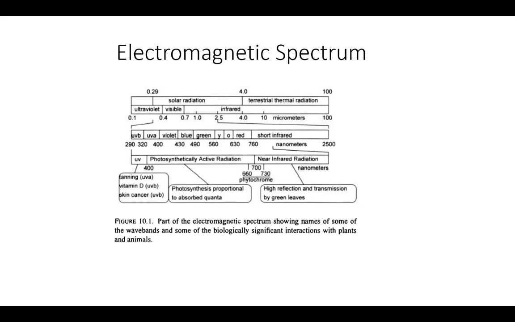And then he breaks them up into different areas here. You can see the different colors that we're familiar with. The photosynthetically active radiation is between 400 and 700 nanometers, or 0.4 and 0.7 microns. Notice that the phytochrome system here, this is the one that affects how plants elongate and grow, cell elongation. It's right here in the 660 to 730. And then this near infrared area is also really important when it comes to plant growth. So all this is really key.